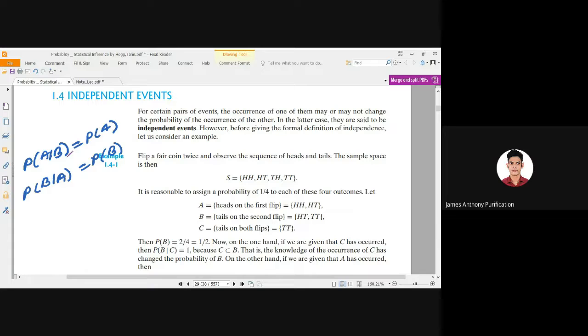Since the condition is not affecting, A and B are said to be independent because there is no effect of the condition. Then we can find A intersection B. I think you know this. We can write it as P of A, P of B under A, right?